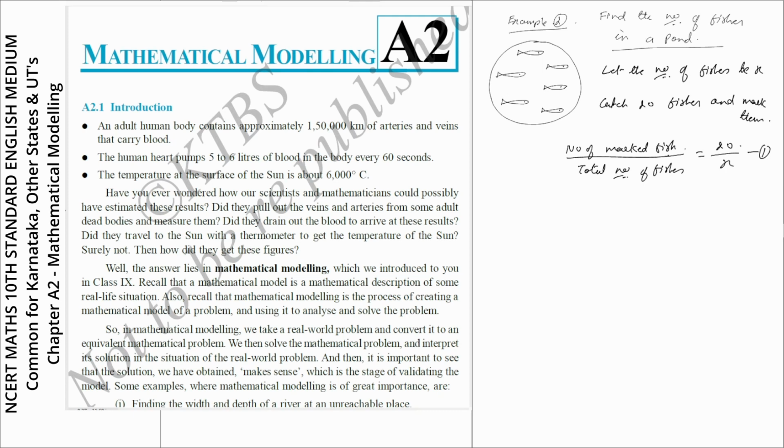Now what I'll do is release all the fishes back to the water, or back to the pond, so that they mix up in that pond. After this, again I'll catch 50 fishes. Here the number of fishes which I am going to catch will be more than the number of fishes which I caught before.